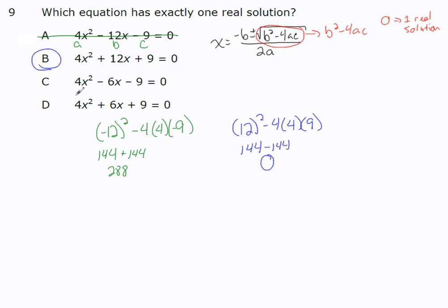Alright, now it's always good to check all your answers to see if they would work. So let's try C and D. Now for C and D, the only thing different is the value of B. So the only thing that's going to be different is this front value. The back value is still going to be 144, but the front value is now going to be 6 squared, or negative 6 squared, which is just 36. So neither one of those is going to work either. So B is our answer for this problem.